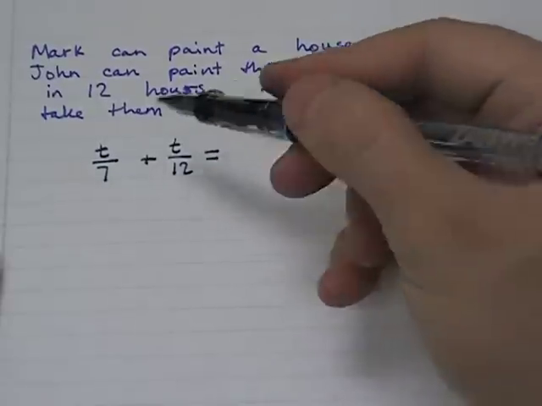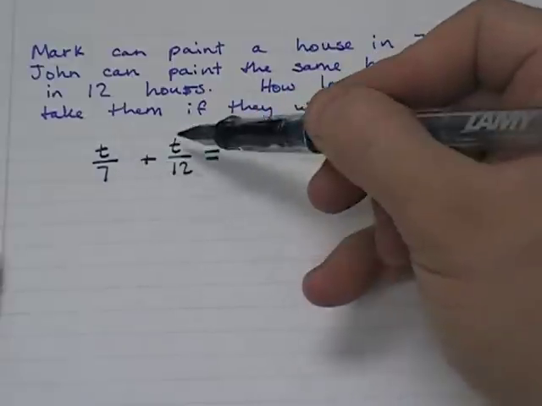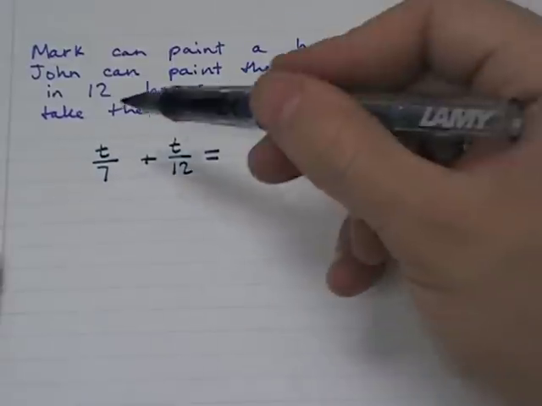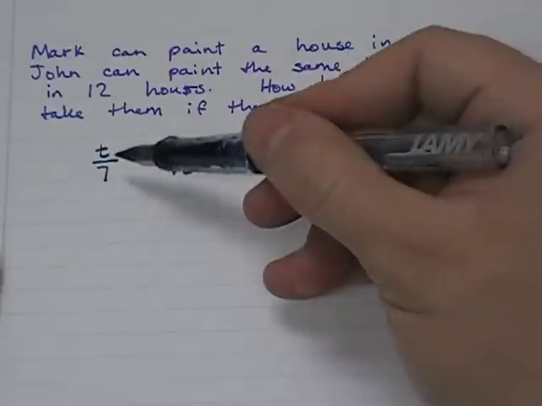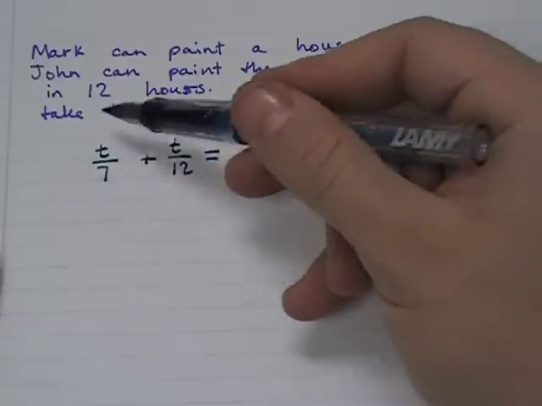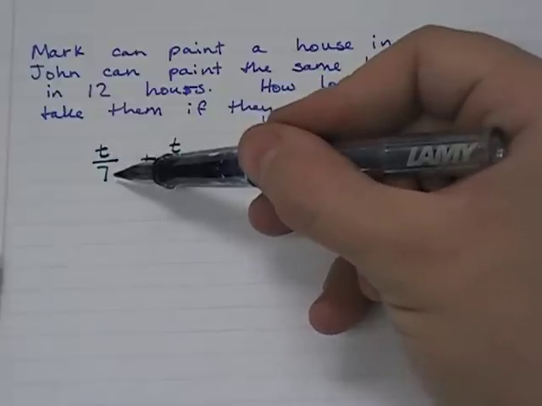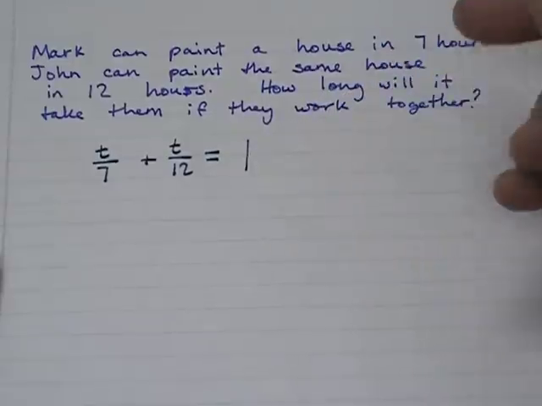And the goal here is obviously we're dealing with fractions. 1/7 plus 1/12, 2/7 plus 2/12, 3/7 plus 3/12. And we're trying to find what value for T means they've painted the entire house. Well, 1/7, 2/7, when has Mark painted the entire house? When he has painted 7/7 of the house. What is 7/7? Simply 1.